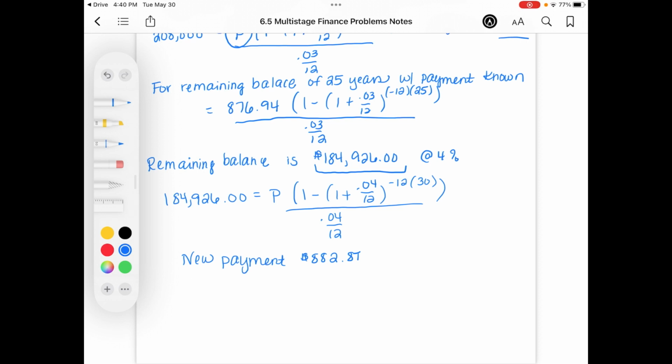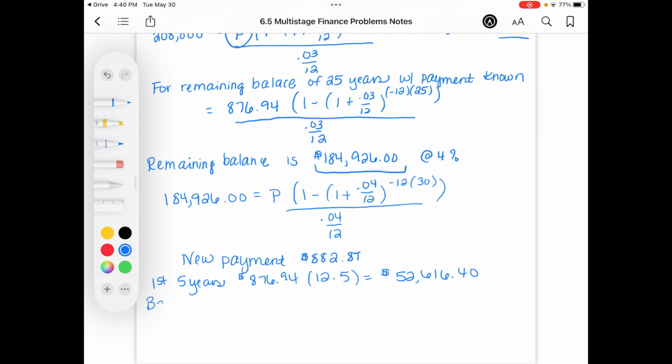Just some additional thoughts before we leave this particular page. I wanted to just kind of follow through with some ideas here. So the first 5 years, we made $876.94 payments. We did that over 12 months for 5 years. So we ended up paying $52,616.40.